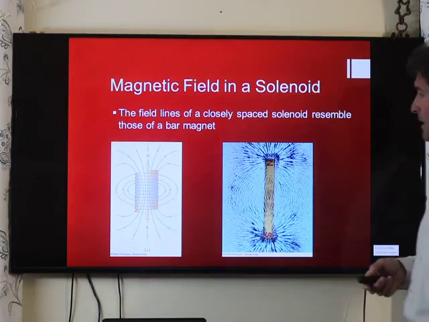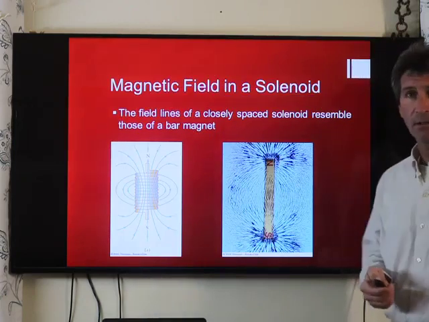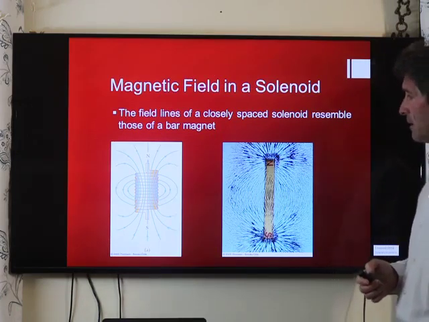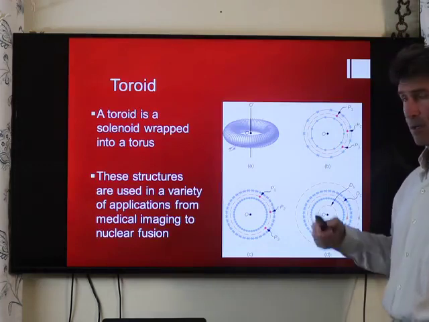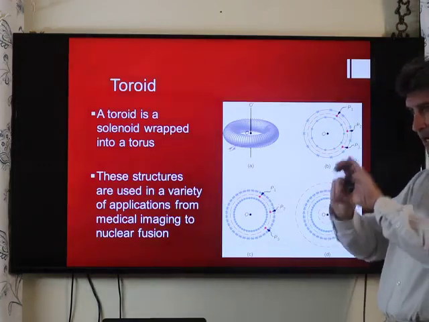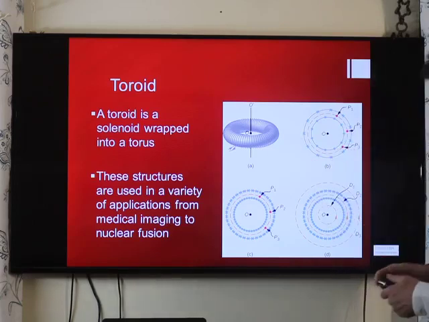Again, the more closely spaced the solenoid turns, the more intense the magnetic field is going to be for a given current. We can also wrap this around itself, take a solenoid, and now wrap it around in a toroidal shape, and this is known as a toroid.